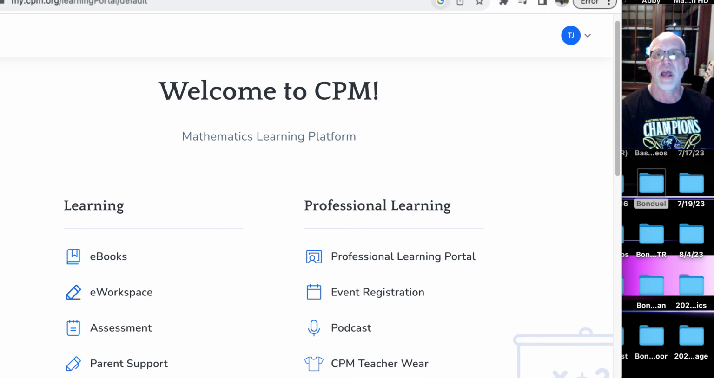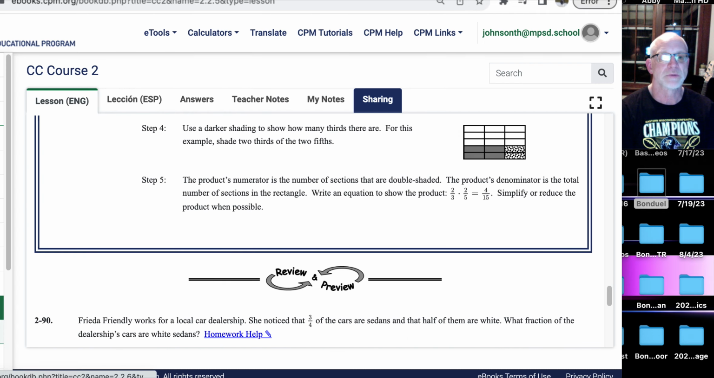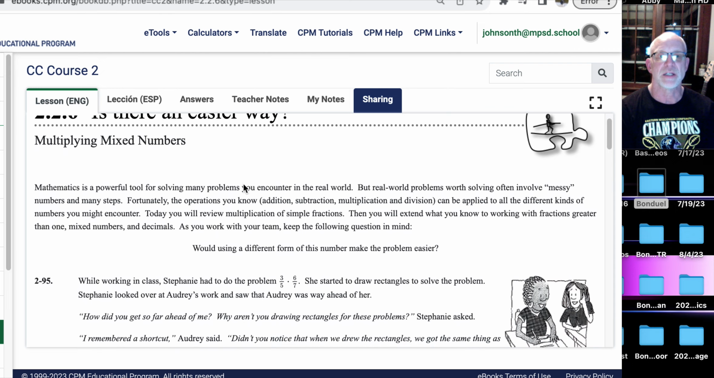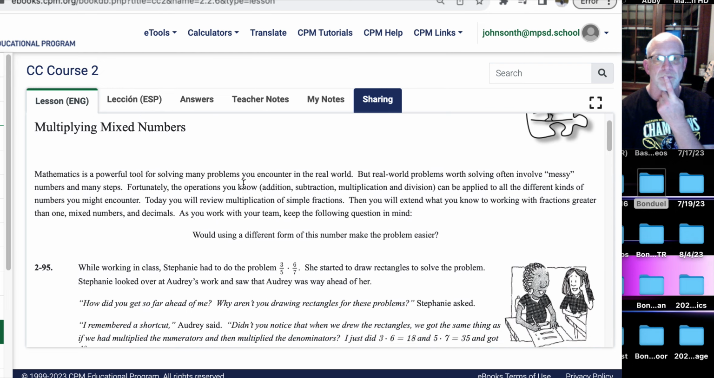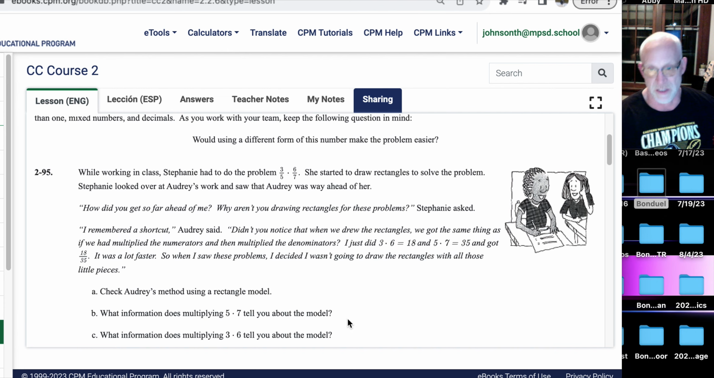If we get that done, then what we're going to do is go to 2.2.6 introduction. And this one is about, is there an easier way? It says, while working in class, Stephanie had to do the problem 3/5 times 6/7. Now we could draw an area map. She started to draw rectangles to solve the problem. Stephanie looked over at Audrey's work and saw that Audrey was way ahead of her. How did you get so far ahead of me? And why aren't you drawing rectangles for these problems? Stephanie asked. I remembered a shortcut, Audrey said. Didn't you notice that when we drew the rectangles, we got the same thing as if we had multiplied the numerators and then multiplied the denominators?